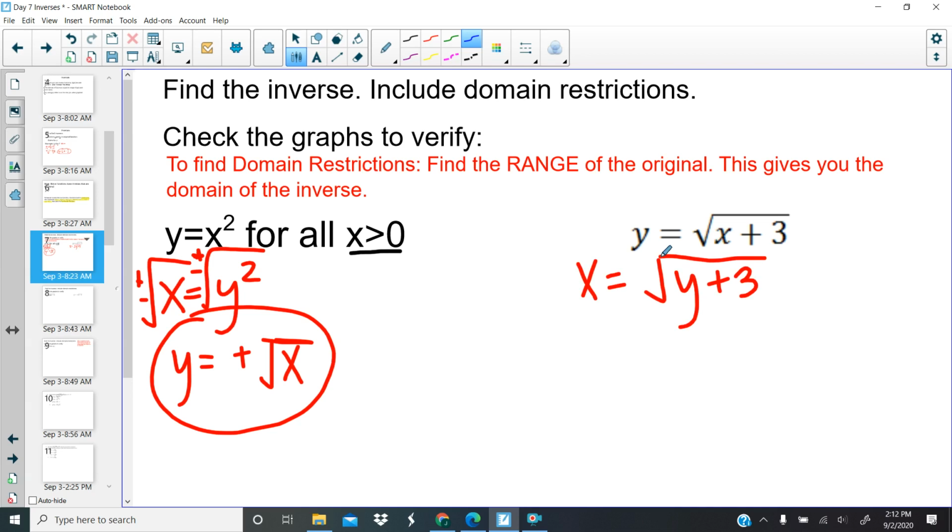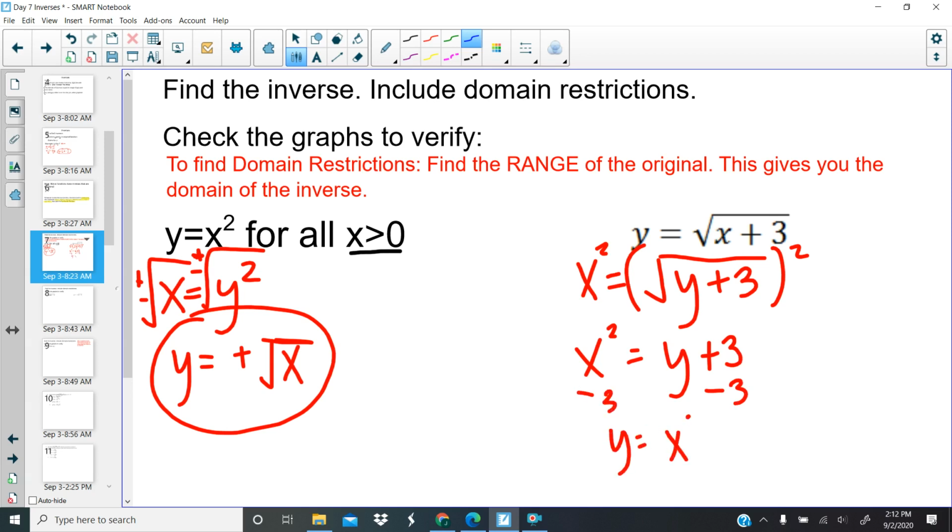So first I'm going to need to get rid of the square root. So to do that, I'm going to square everything. So I would have x squared equals y plus 3. And then the last thing I need to do is subtract 3. So now I'm going to have y equals x squared minus 3.